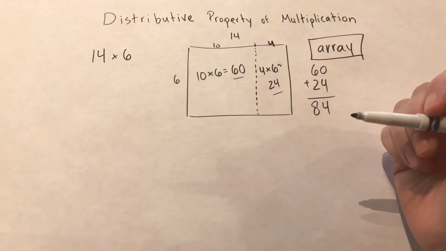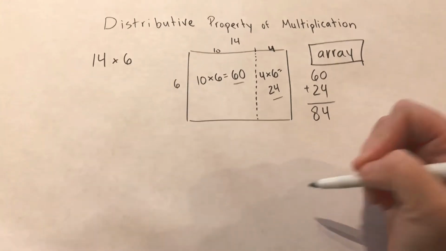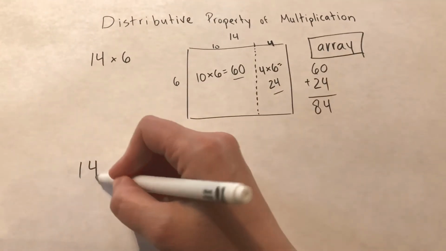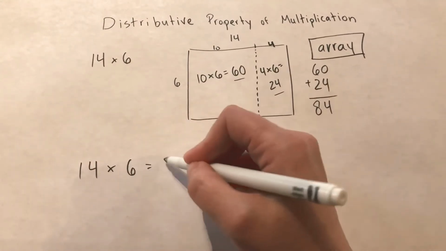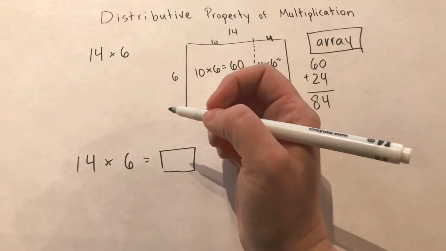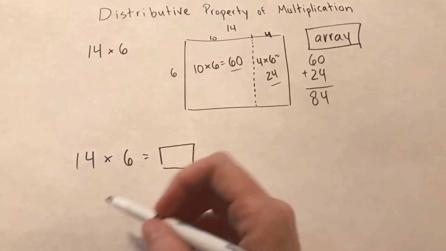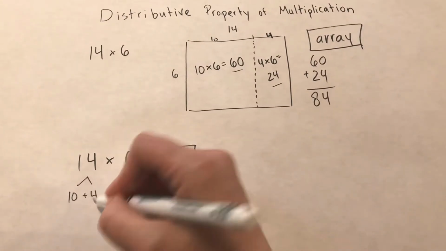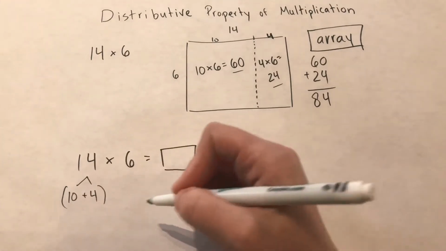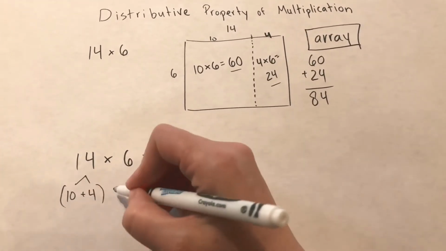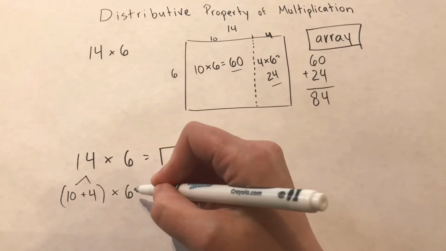Here's the messy, intimidating way that textbooks encourage students to do it. I'll just rewrite it. 14 times 6 equals, we don't know. So we take one of our factors and break it into some easier to work with addends. In this case, the easiest way is to do 10 plus 4 because 10 is so easy to work with. We still need to multiply that by 6.